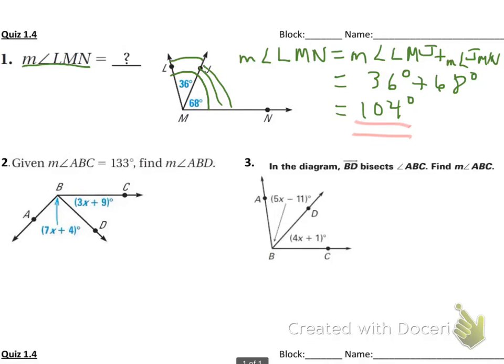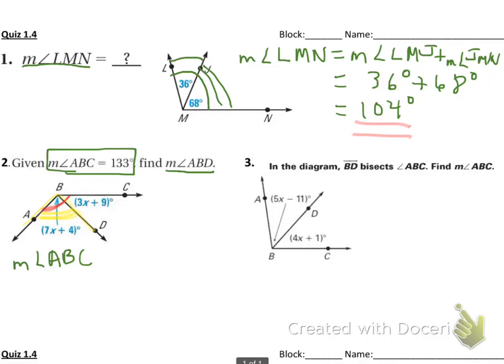Okay, question number 2 says the measure of ABC, there's ABC, what I put in red there, is 133 degrees. So the measure of ABC is 133 degrees. We got that right there. Find the measure of ABD. So what do they want you to find? If I do this in yellow, ABD, A to B to D, right here. Okay, that's the one they want us to find.